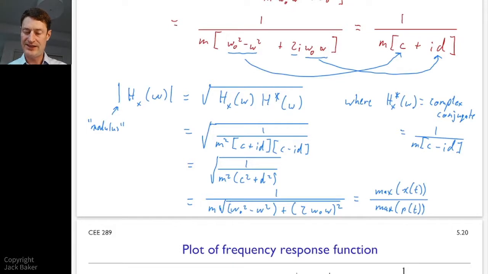All right? So the imaginary numbers had some phasing in there. But this modulus, when we take the complex conjugate, it tells us, for the peak of the p of t harmonic, how big is the peak of the x of t harmonic, and what's the ratio between those two. And that's the thing we're interested in, trying to look at the response of our system.